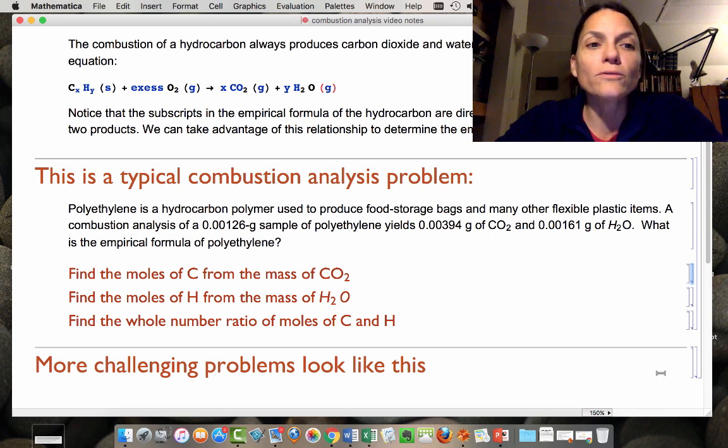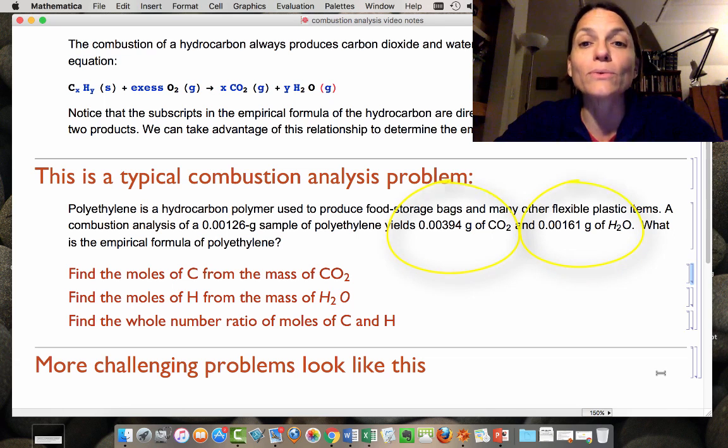All right, so we learn from the problem that we do a combustion analysis. We burn it with excess oxygen, and from the analysis, we get 0.00394 grams of carbon dioxide, and we get 0.00161 grams of water produced. So we're going to use that data to figure out the chemical formula.